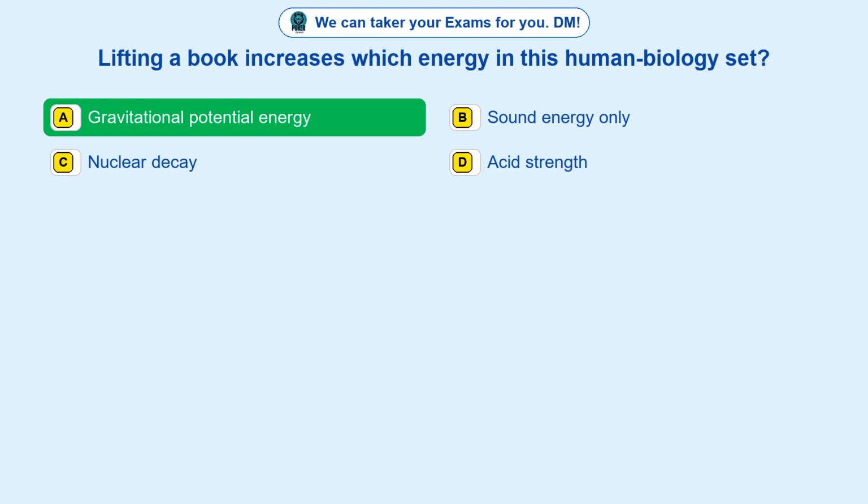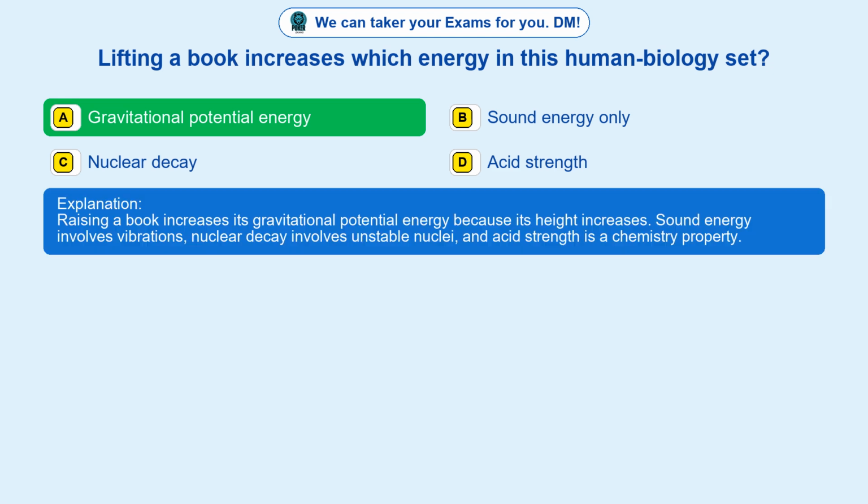Gravitational potential energy. Raising a book increases its gravitational potential energy because its height increases. Sound energy involves vibrations, nuclear decay involves unstable nuclei, and acid strength is a chemistry property.